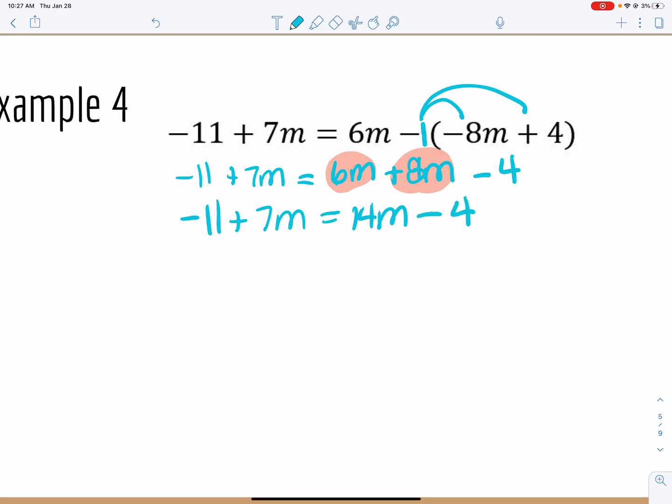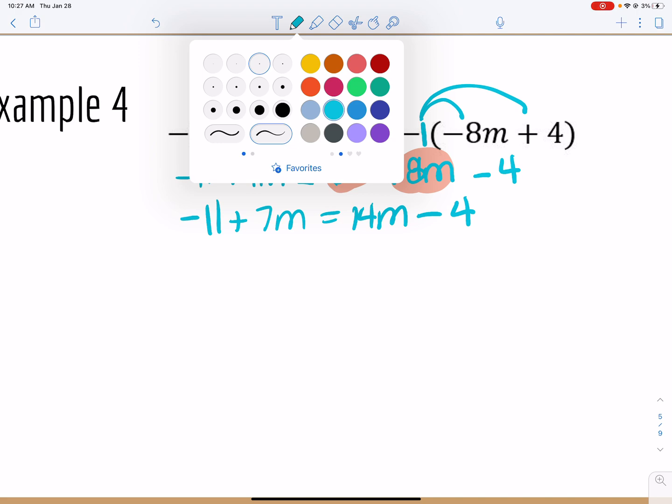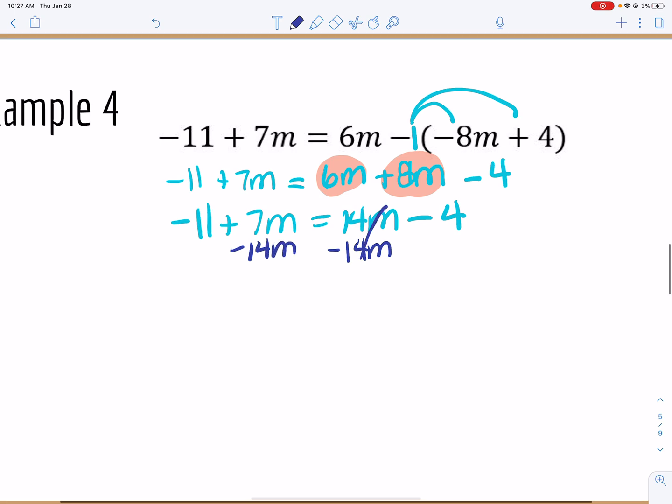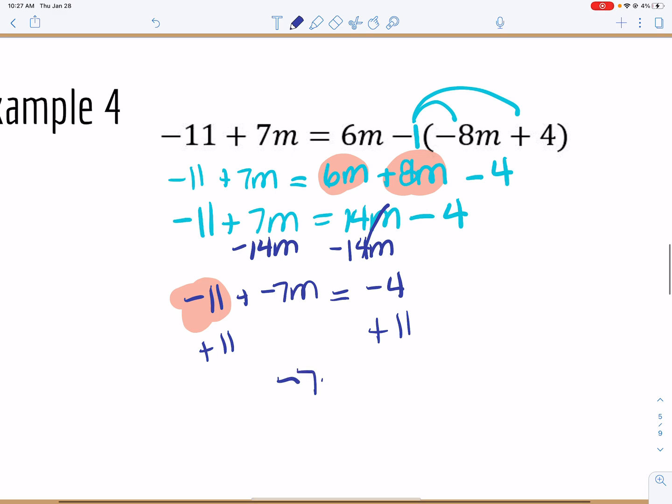Okay, so now I have everything on opposite sides, and you just start getting used to it. I want to get my m's together, so I'm going to minus 14m. Those cancel, and I get a negative 11 plus a negative 7m equals a negative 4. Now I'm going to move my number to the other side, so I'm going to add 11 and add 11. So I get a negative 7m equals 7.